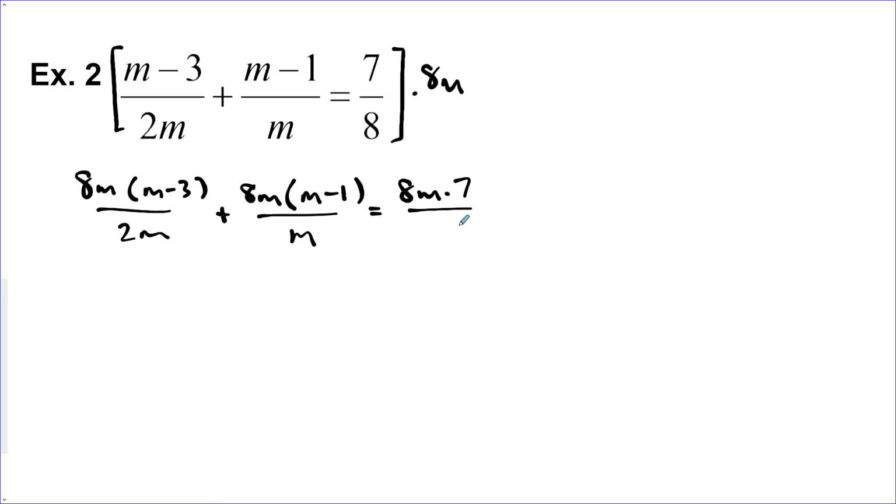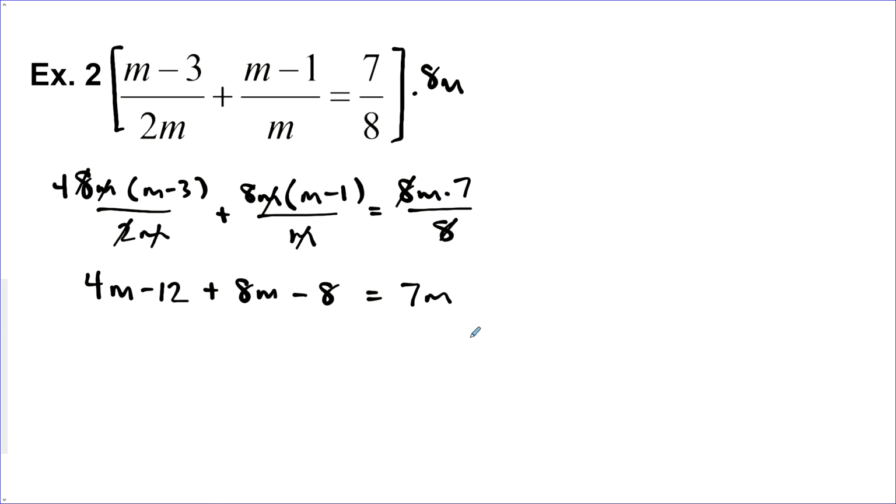m times 7 divided by 8. In the first term here, we're going to have the m's cancel, and 8 divided by 2 is 4. Second term here, we'll have the m's cancel. Third term, we'll have the 8's cancel. So now we'll multiply in the 4 into the binomial, so 4m minus 12. Then we'll multiply the 8 into the binomial, so 8m minus 8. And 7 times m is just 7m.